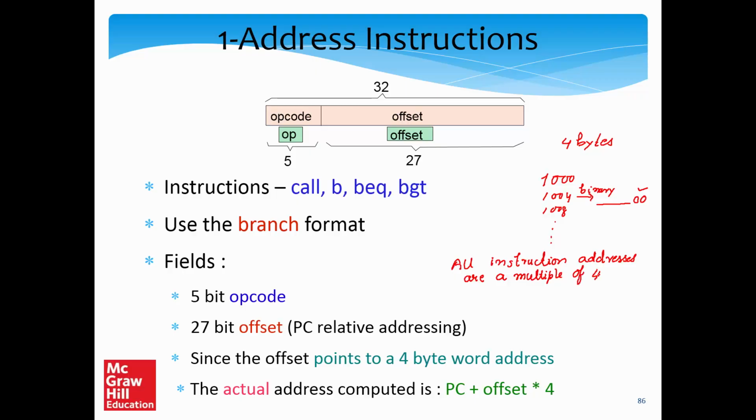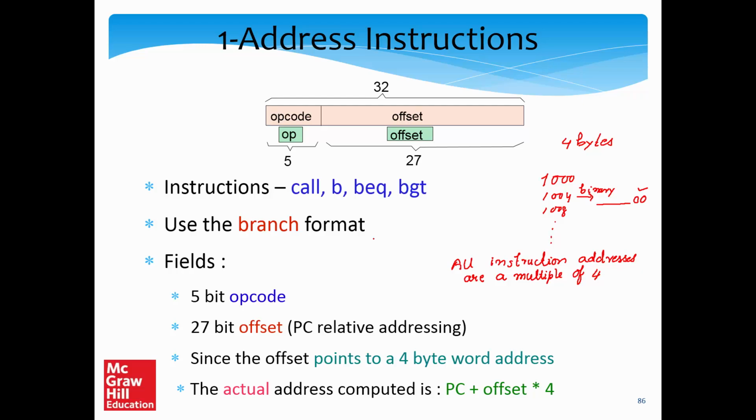Are a multiple of 4. If we make this assumption, then any offset, if it points to a byte, the offset will also be a multiple of 4 and its last 2 bits will be 0 and 0, which is not something that we want. So instead of making it a byte offset, we make it a word offset.